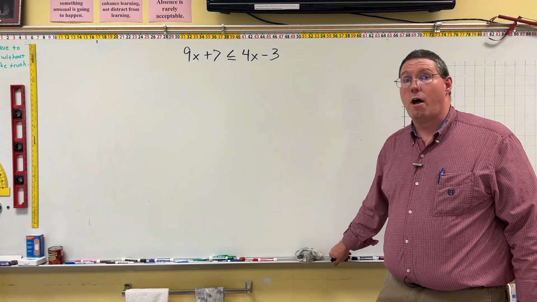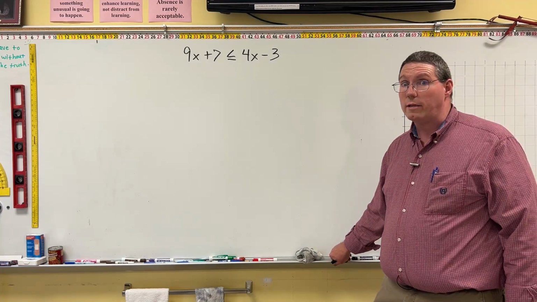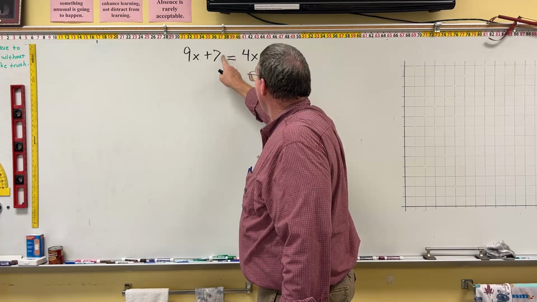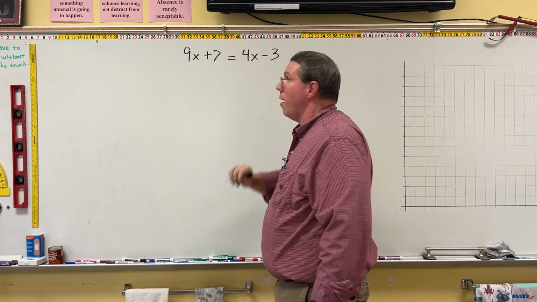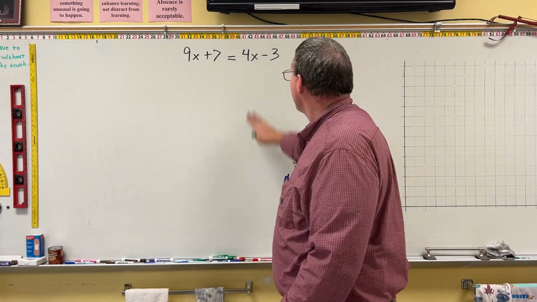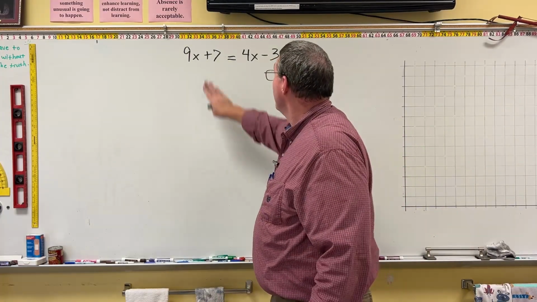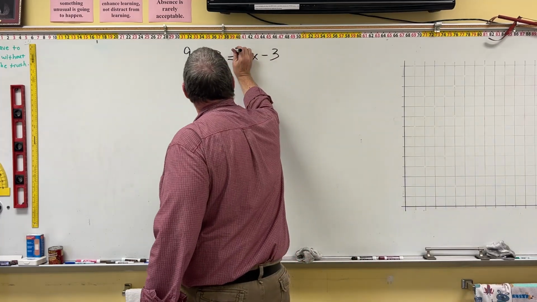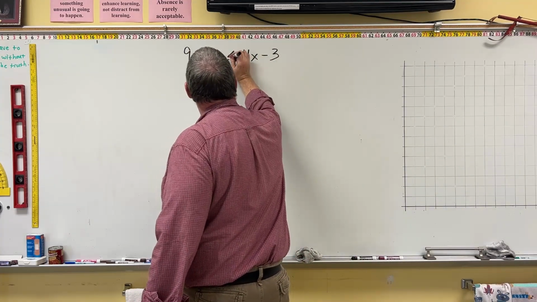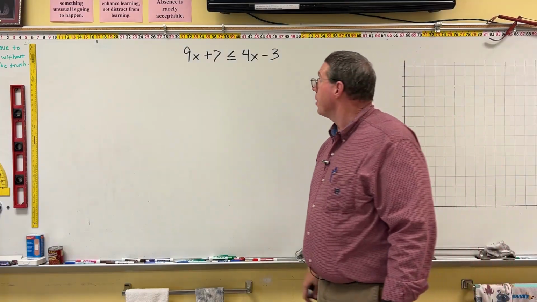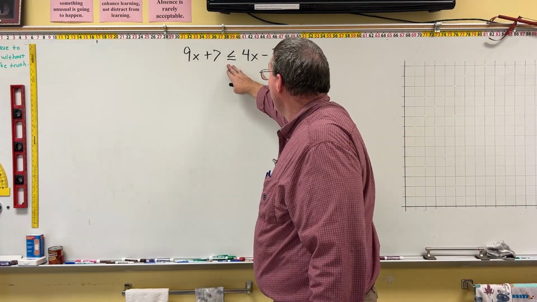Now we're going to solve linear inequalities. I want you to notice that if this was an equal sign, it would look just like a problem where we solve a linear equation, right? So we'd subtract 4x, subtract 7, right? We're going to do the exact same thing. Inequalities are solved exactly the same way as equations, okay? Only we're going to leave the inequality symbol.